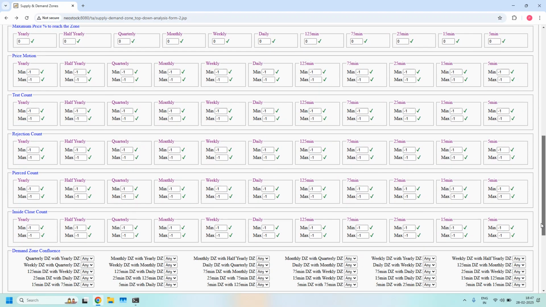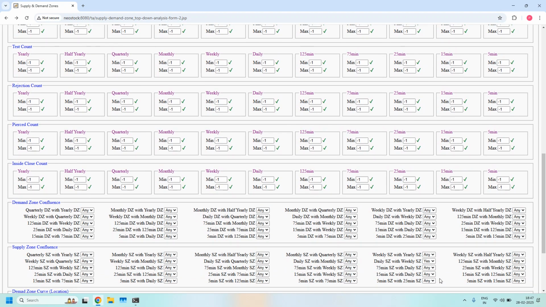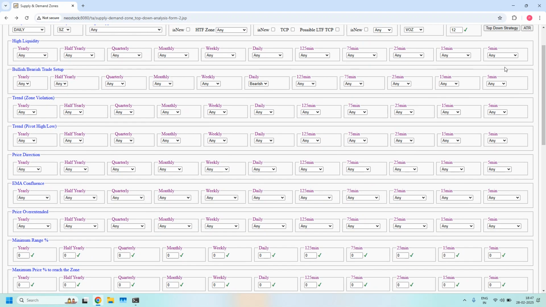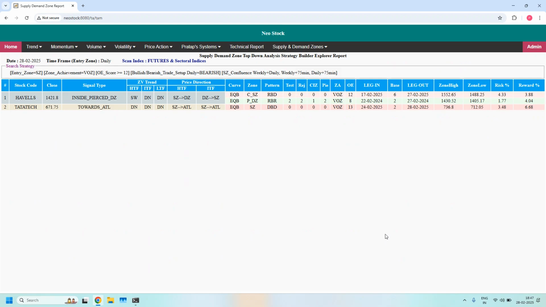In the supply zone confluence, 3 filters we have to set. First filter is already enabled. That is daily with weekly. Second filter, 75 minute zone with weekly supply zone, and daily 75 minute supply zone with daily supply zone. With all the 3 filters enabled, we got 2 stocks.